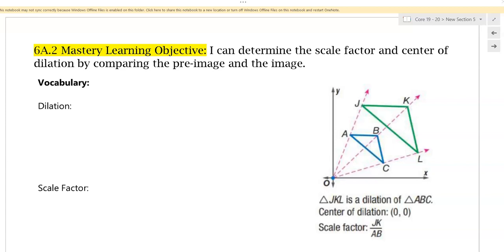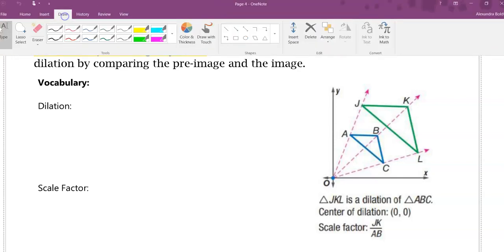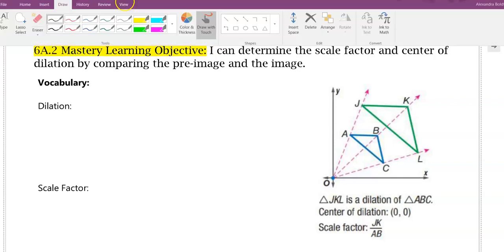All right, guys, we're now looking at 6A.2. Our master learning objective is I can determine the scale factor and center of dilation by comparing the pre-image and the image. Okay. So what is a dilation?